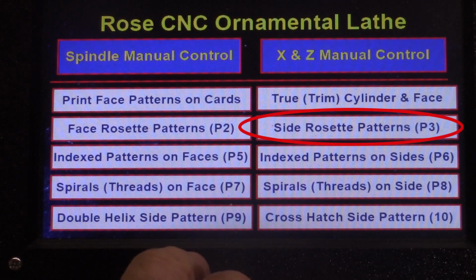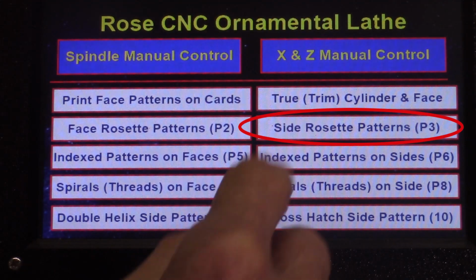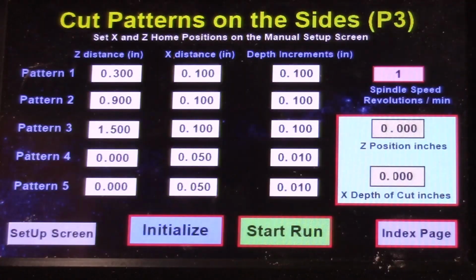Okay, this next program is for creating rosette patterns on the side of cylinders. That's this program here. For this project, what I plan to accomplish is to create a basket weave type pattern. I'm using the same 1/4 inch bit that I used previously. I'll be cutting a group of 3 patterns around the cylinder, each of them spaced 0.6 inches apart.